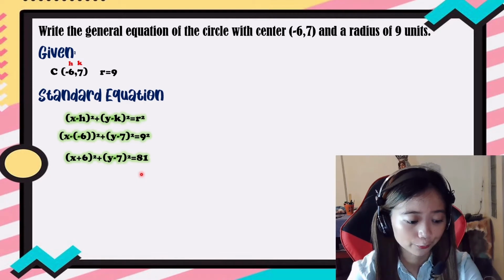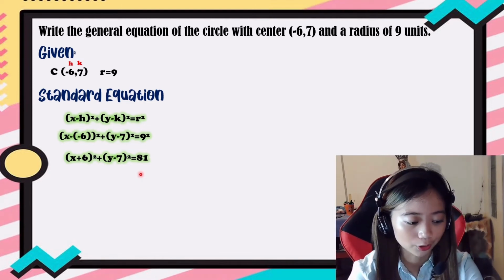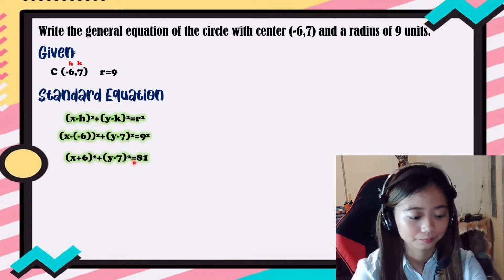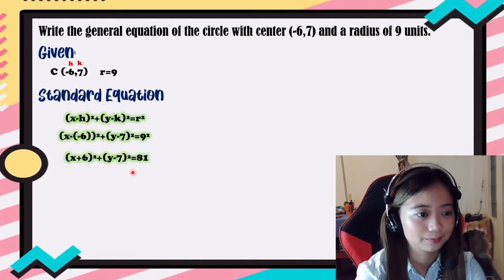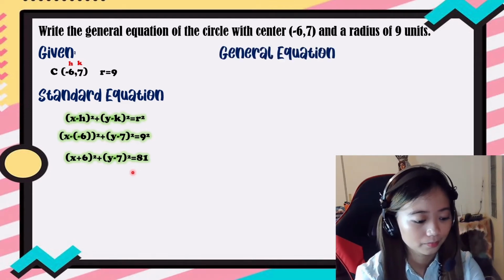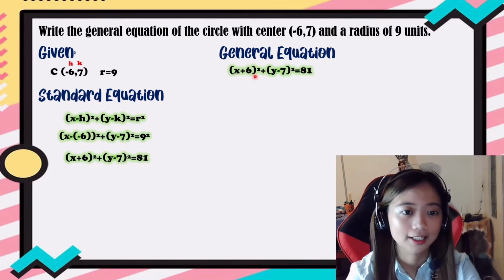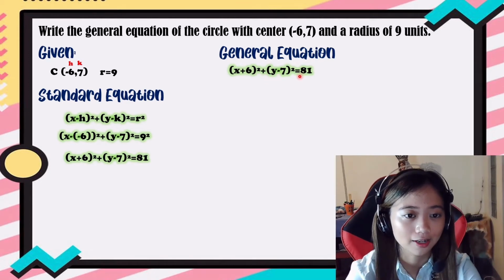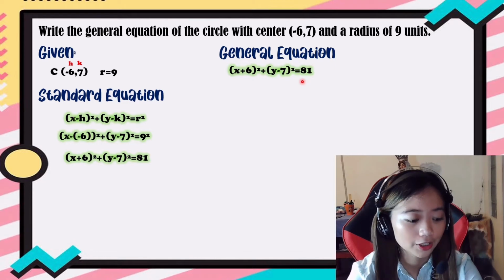After we have computed the standard form of the equation of the circle, we will expand this equation to get the general form of the equation of the circle. Let's now get the general form. So we have the quantity of x plus 6 raised to the second power plus the quantity of y minus 7 raised to the second power equals 81. Let's first use the FOIL method to expand the equation.